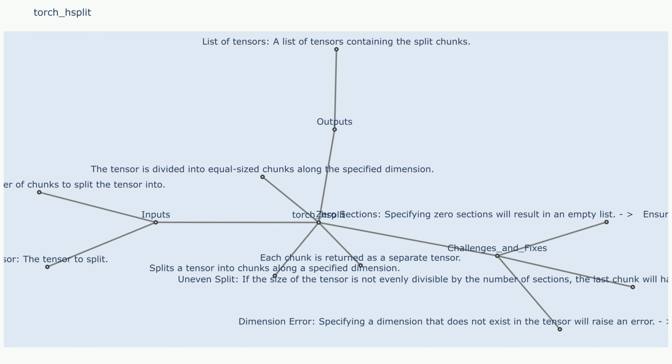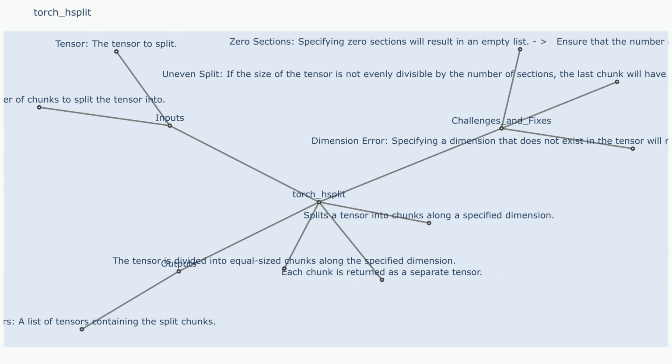Torch hsplit. Description. The torch.hsplit function splits a tensor into a specified number of subtensors along its horizontal column axis.